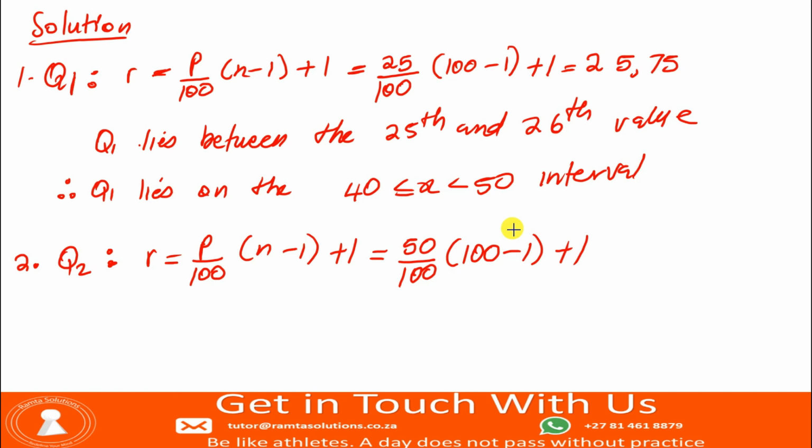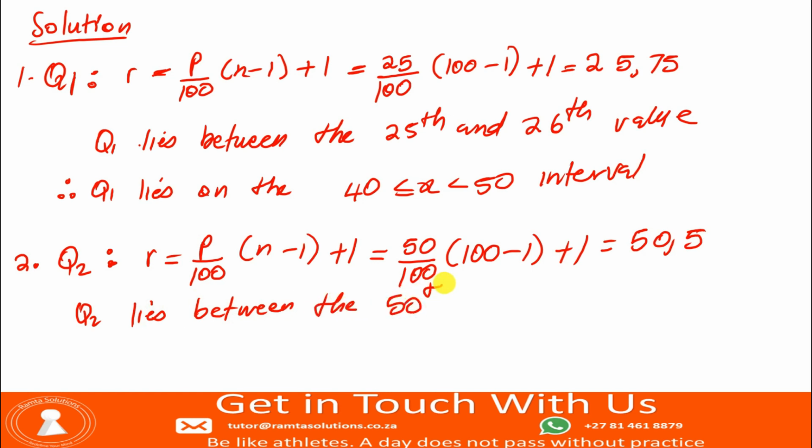0.5, because I had 0.25, now it's 0.5 times 99 plus 1. What is it? It is 50.5. So this means Q2 lies between the 50th and 51st value. Okay? So let's look at it. Between the 50th and 51st value, let's look at it.